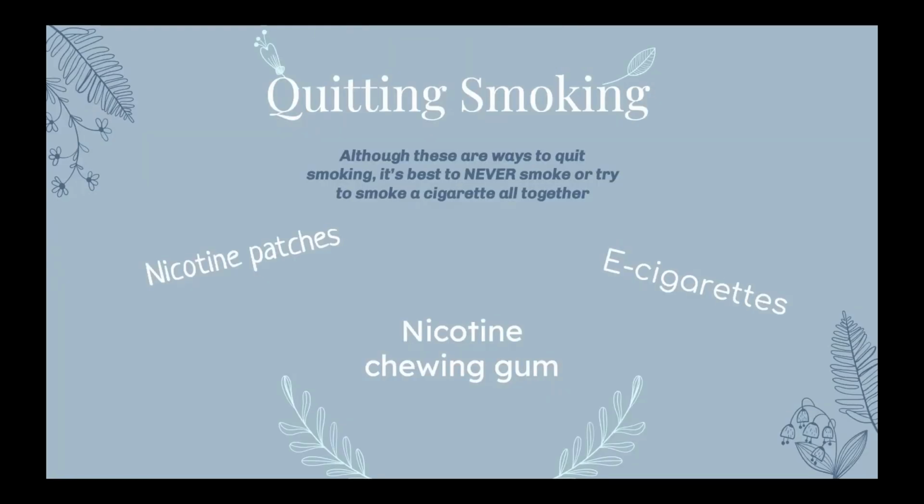There are many ways on how a smoker can quit smoking. Some well known ways are nicotine patches and nicotine chewing gum, which both involve nicotine to be absorbed into the body without the harmful tar present in a normal cigarette. E-cigarette involves inhaling a vapor containing nicotine.